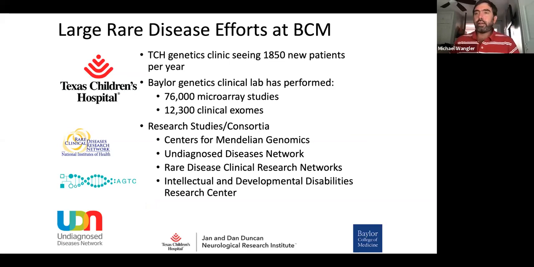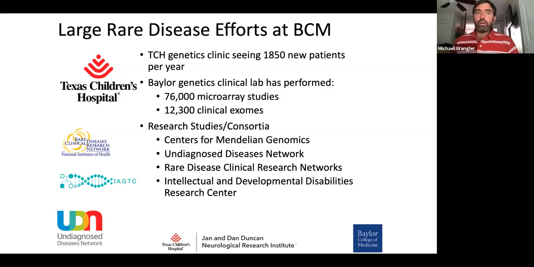So I'm really lucky at Baylor as a junior faculty in that I get to tap into a lot of resources. This is maybe shameless plugging for our institution, but I just want to let you know how much resources we get to tap into in our lab. So in the clinic I work in, our clinic sees nearly 2,000 patients with supposed Mendelian or rare diseases every year, chromosomal abnormalities, autism spectrum disorders.